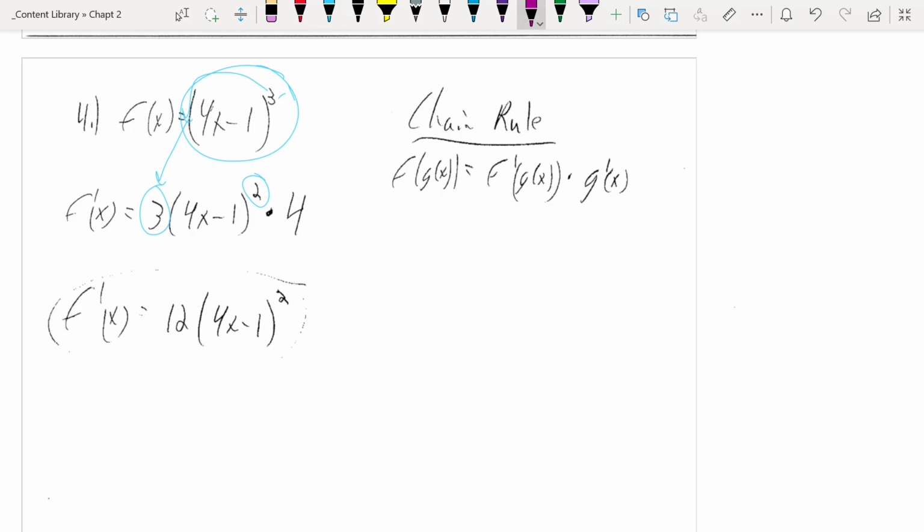And now this inner equation, which is 4x minus 1, take its derivative, and you're going to get 4. So now all you have to do is take these two and multiply them together, algebraically. So we take 4 and multiply by the 3, and 4 times 3 gives us this 12 right here. And this part right here, the 4x minus 1 squared, isn't going to change. Factored form is called simplified form. So f prime of x is just 12 times 4x minus 1 all to the second power.